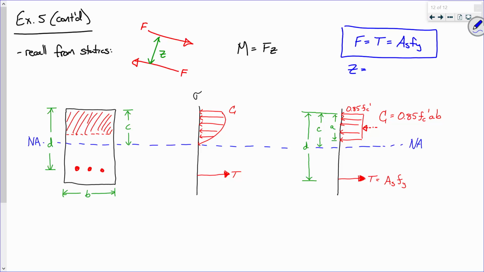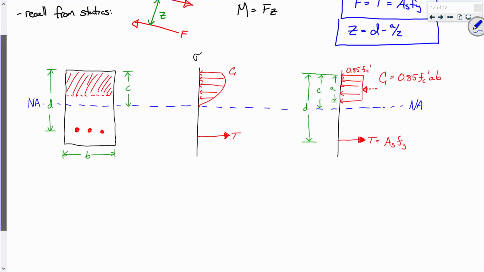Say again, d minus a over 2. Does everybody see that? Because from here to here it's d, and then we drop down half a depth, right? So d minus a over 2. Does everybody see that? I propose that the equation to compute the nominal moment capacity of a reinforced concrete beam, singly reinforced, mind you, is Mn = As fy (d - a/2). One of the most fundamental equations we use this semester. Period. Make sense?